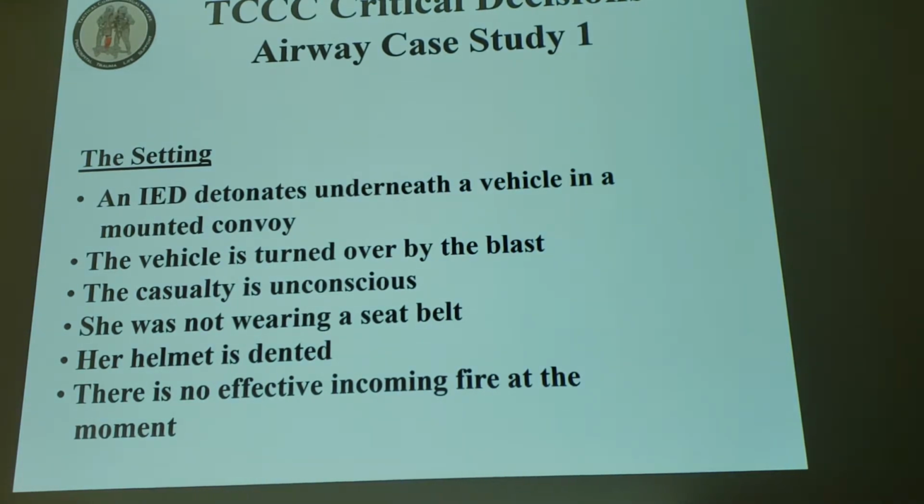Airway. We're in the airway section now. An IED detonates underneath the vehicle in a mounted convoy. The vehicle is turned over by the blast. The casualty is unconscious. She was not wearing a seatbelt. Her helmet is dented. There is no effective incoming fire at the moment. I've never seen dented Kevlar.